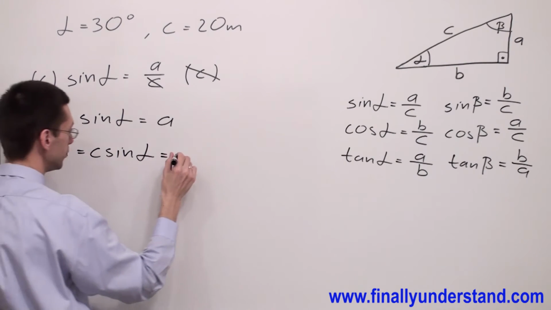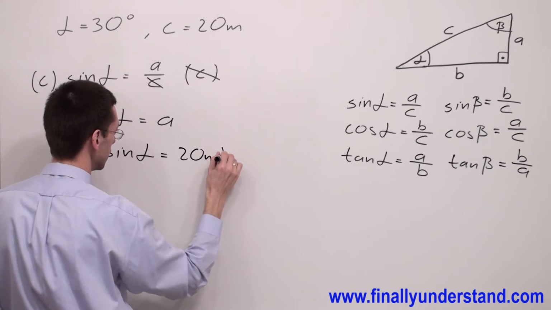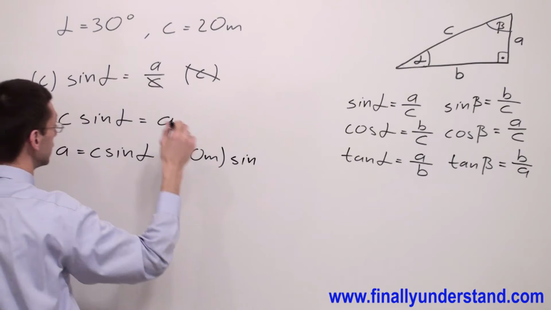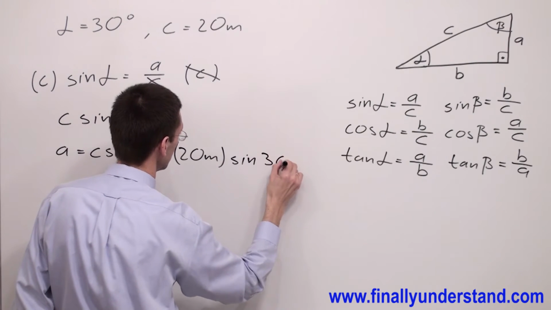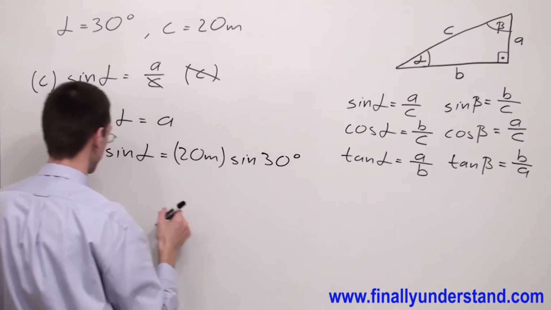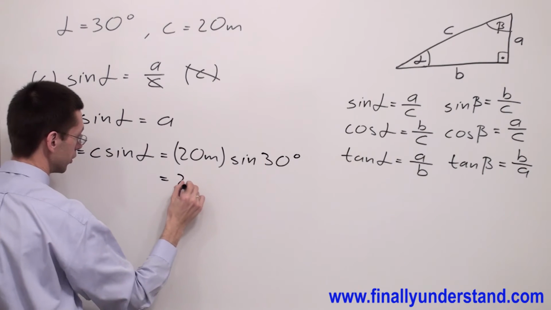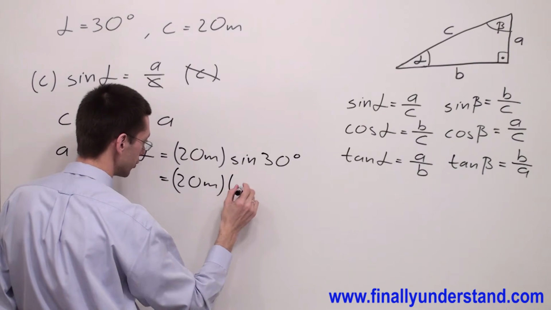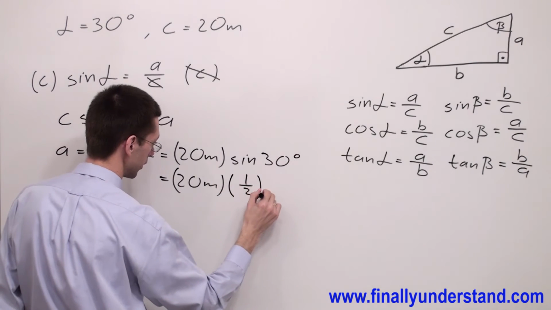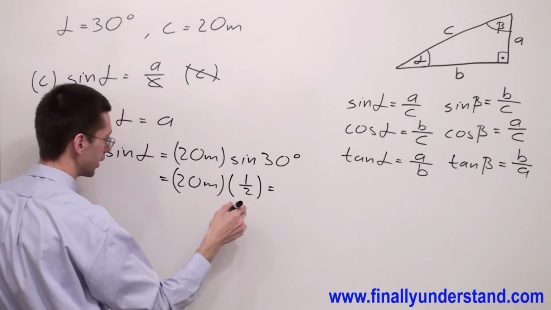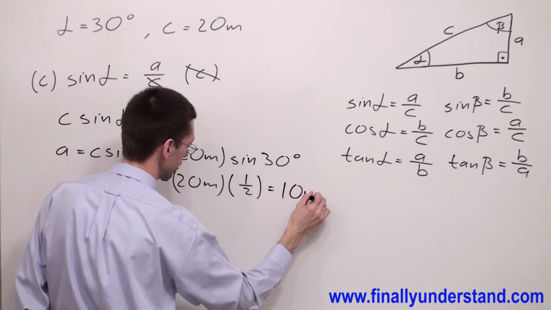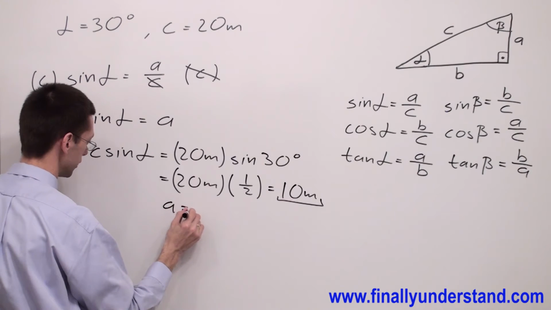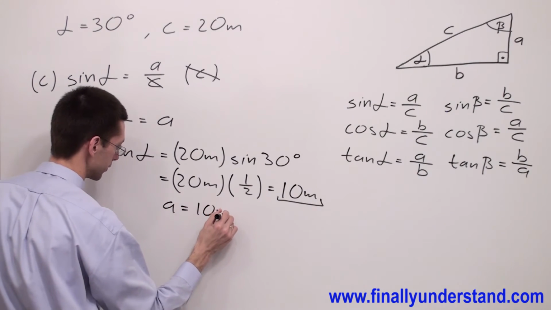C is equal to 20 meters times sine of angle 30 degrees. This is equal to 20 meters. Sine of 30 degrees is equal to 1/2. And 20 meters times 1/2 is equal to 10 meters. This is the length of my side A, 10 meters.